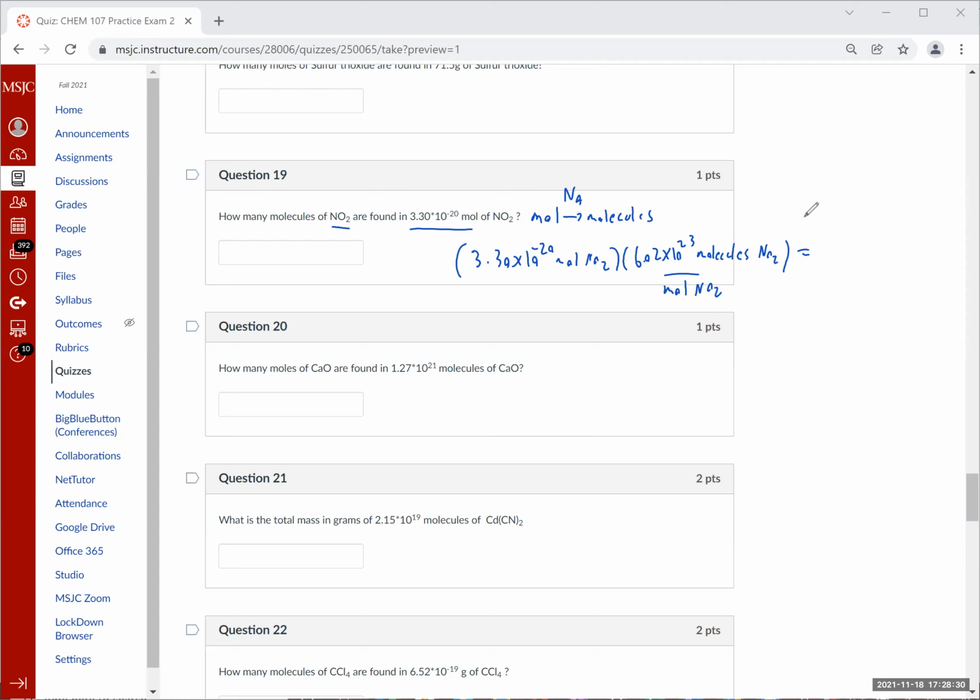So punching this into the calculator, that in turn gives us 19,900 molecules. Any questions on this example?